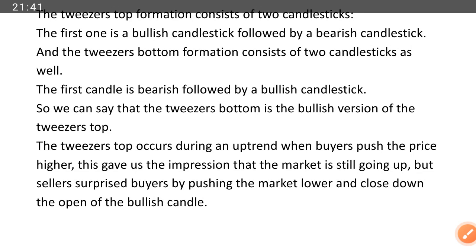The tweezer top formation consists of two candlesticks. The first one is a bullish candlestick followed by a bearish candlestick. And the tweezer bottom formation consists of two candlesticks as well. The first candle is bearish followed by a bullish candlestick. So we can say that the tweezer bottom is the bullish version of the tweezer's top.